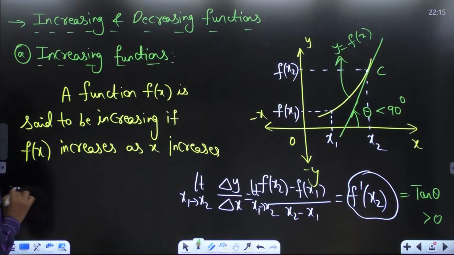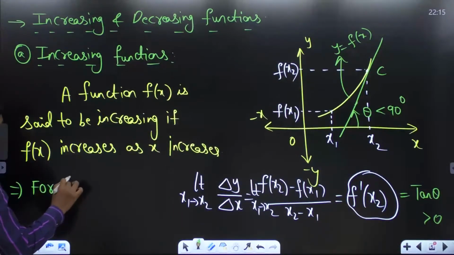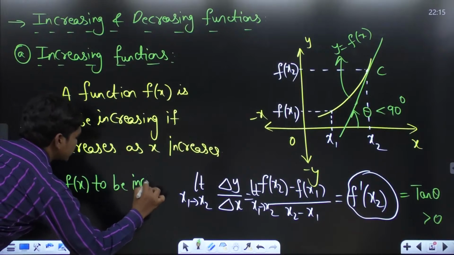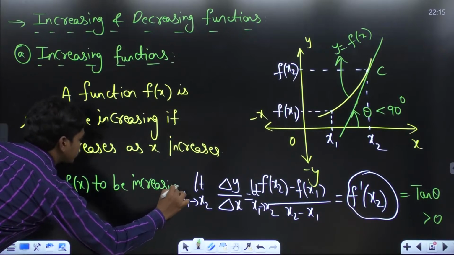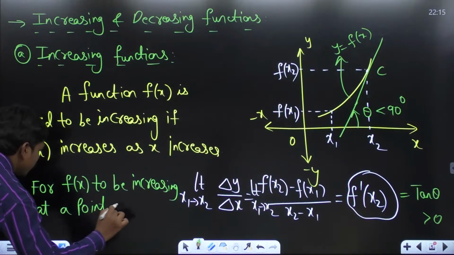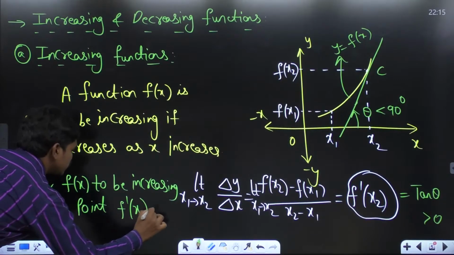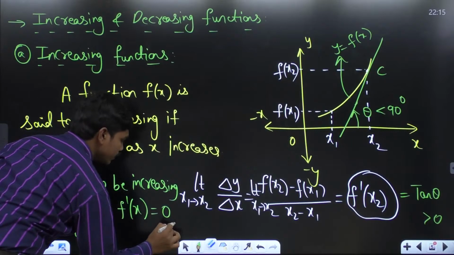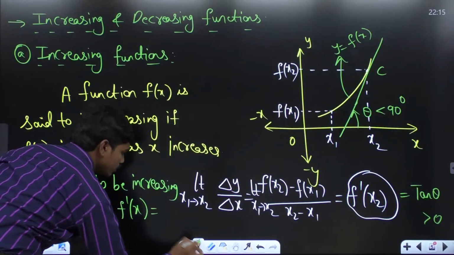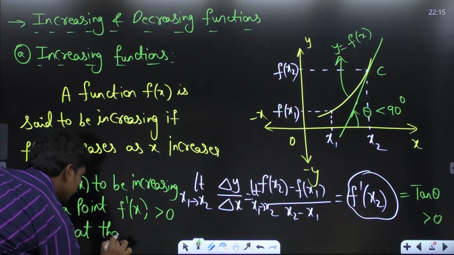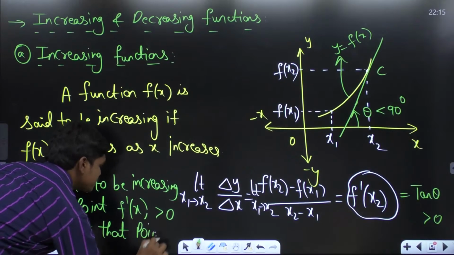So this implies for f of x to be increasing at a point, f dash of x should be greater than 0 at that point. This is what you have seen here.